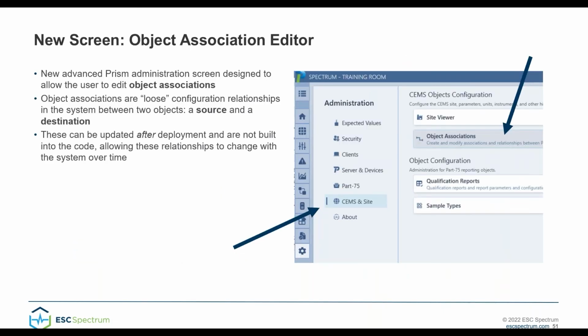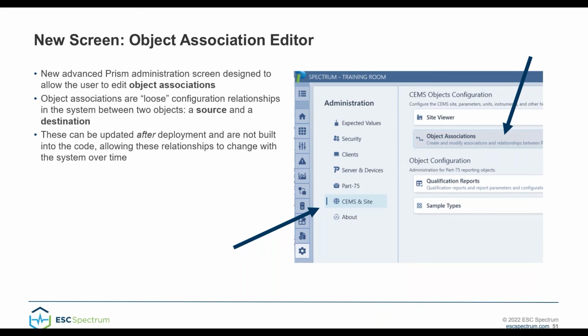So that was that screen, the 8864 screens. Moving on, we do have another new administration screen. This one's called the Object Association Editor. Basically, Prism has the ability to make different, I guess you could say, loosely defined relationships between objects in Prism, mainly for different specialized setups or configurations that you might have.